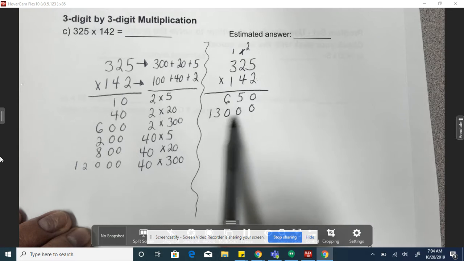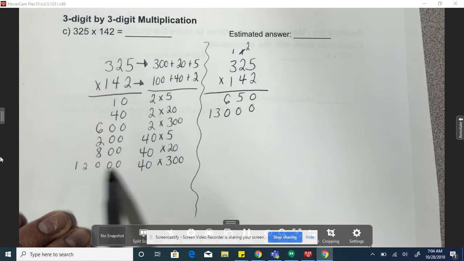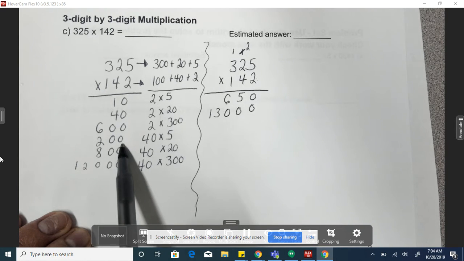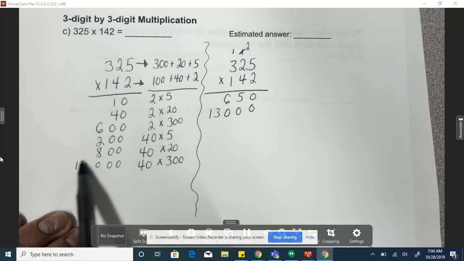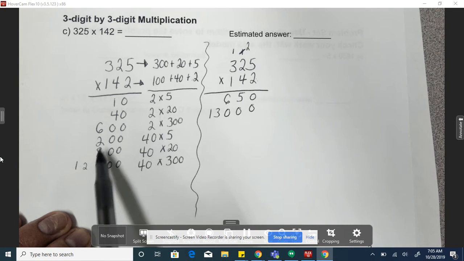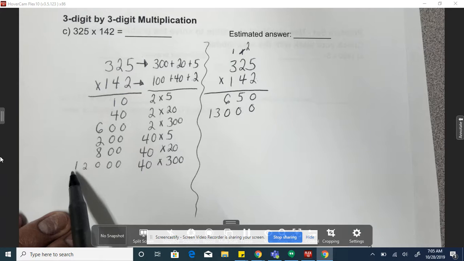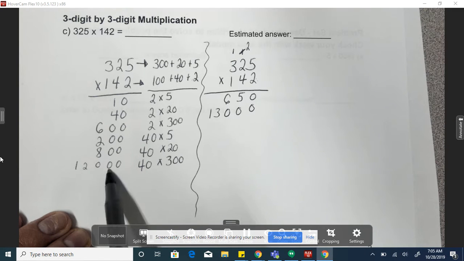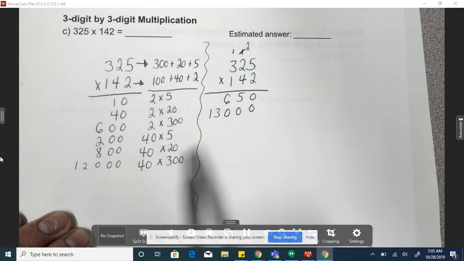Oh, yes, we did do that right. I'm so sorry, because 12,000 plus 800 plus 200, that's not going to get us one more hundred. It's going to get us another 1,000. So 800 plus 200 is 1,000, so we're going to have 13,000 here, which is what we match up here. Whew, sorry, I misspoke earlier.